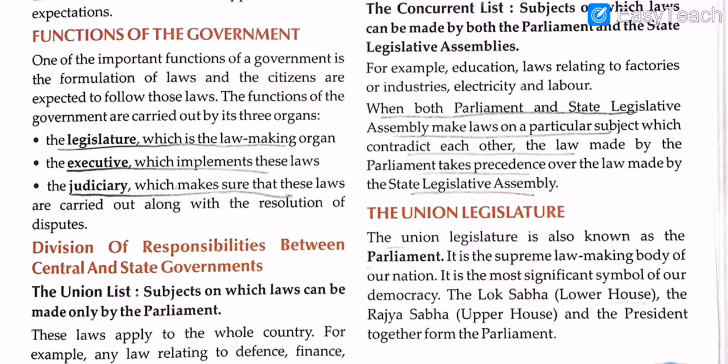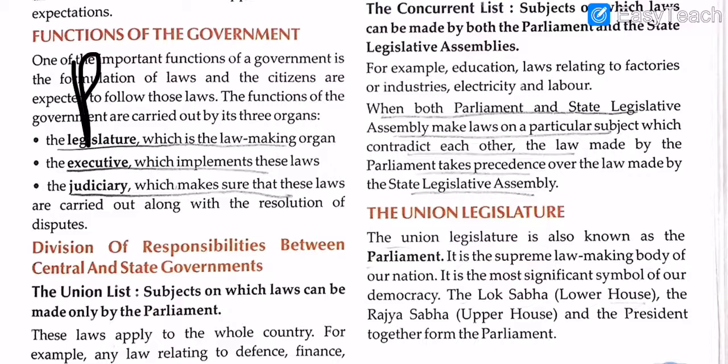So the union legislature is something that we're going to go through next. The union legislature is also known as the parliament. Okay, so parliament, the union legislature, same thing. It is the supreme law-making body of our nation. It is the most significant symbol of our democracy. The Lok Sabha, the lower house, and the Rajya Sabha, the upper house, and the president together form the parliament.